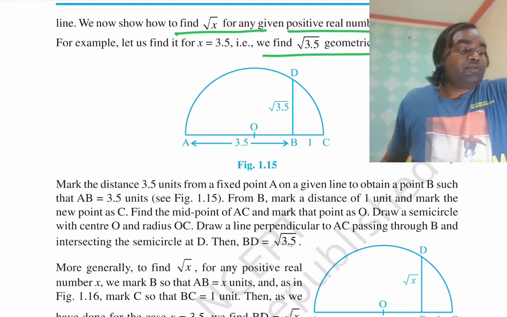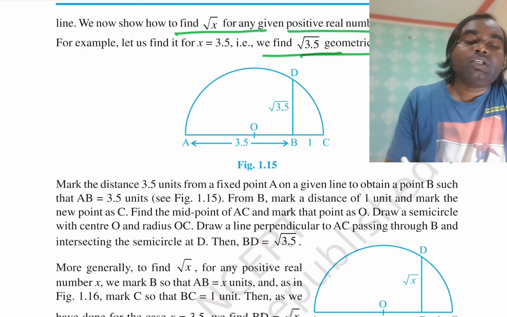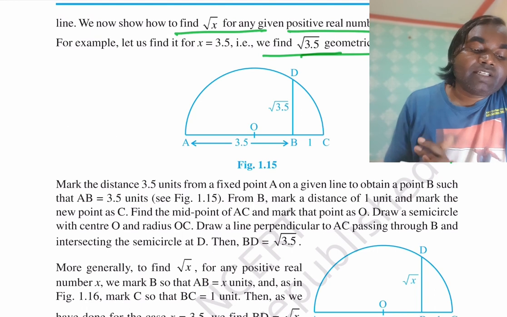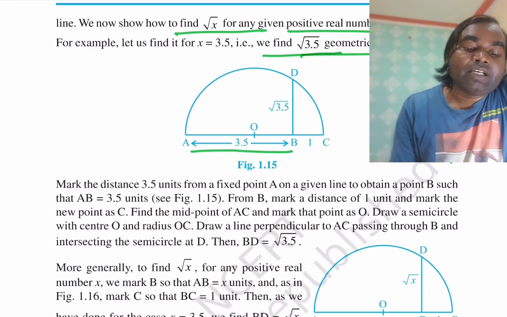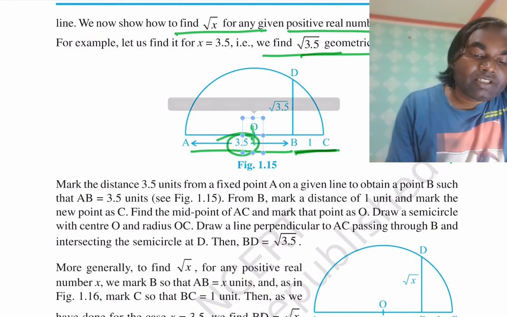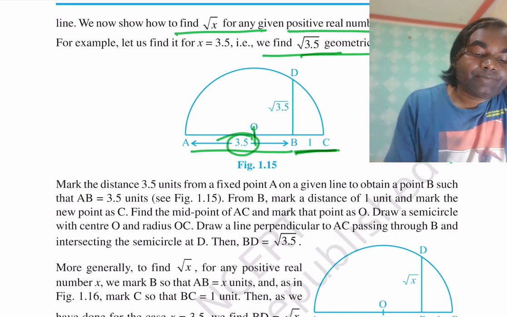If you want to find the square root of 3.5, how can you represent this geometrically? For that, on the number line we will draw this value 3.5 and add 1 unit BC, and then we will take half of this value. Firstly we will draw this much value and then add 1, and after that we take half of this and put the 0 value there. Origin, you can say this as the center.